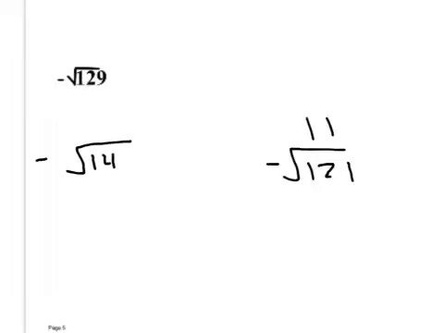Let's estimate the negative square root of 129. Someone give me a number that is close to the square root of 129. Yes, 11. What is 11 times 11? 121. So I'm going to do the negative square root of 121, which is negative 11. What's a number bigger that would give you a square bigger than 121? Blaine? 12. What's 12 times 12? 144. So the negative square root of 144 is negative 12, right?